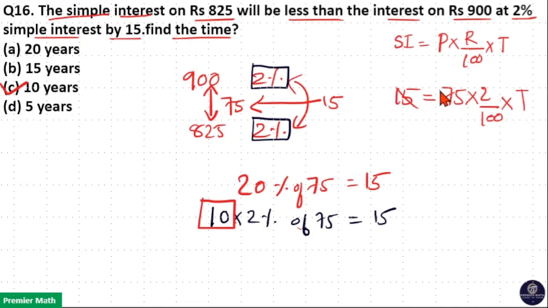Now we can see 15 goes 5 times in 75. 5 into 2 is 10. 10 cancels with this 0 here. Then the number of years T is equal to 10 years. So if you have difficulties finding the percentage here, you can write this in a formula and find the answer. So option C is your answer.